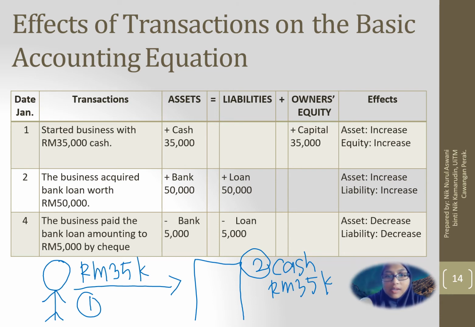This accounting equation applies to the business. So what happened to the asset of the business? Now the business has cash of RM 35,000. If we record only one side, we are not going to have a balanced accounting equation, so we need to record the other side as well. Who contributed the money? Where does the money come from? We have to record the contribution by the owner of the business. So number 3, the other record is capital.